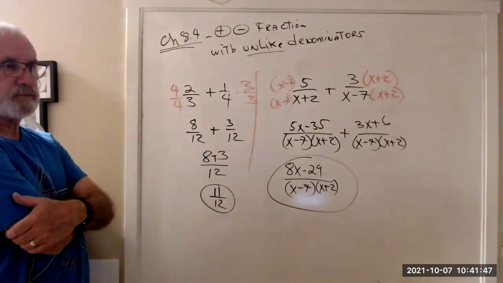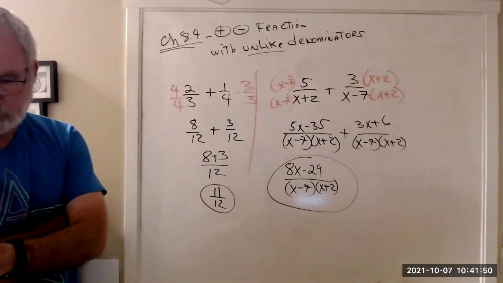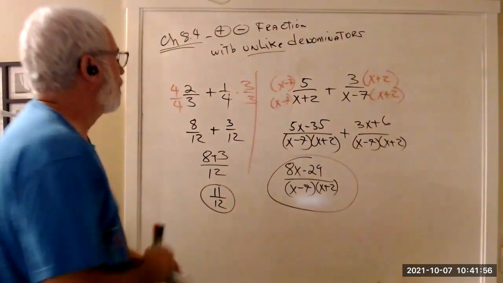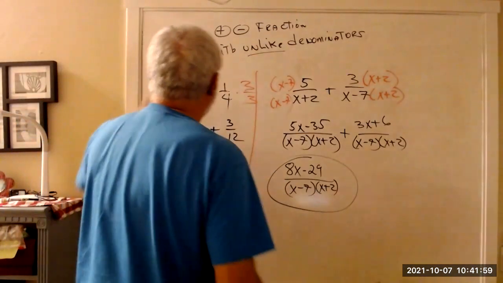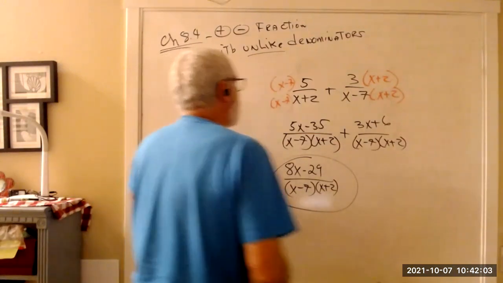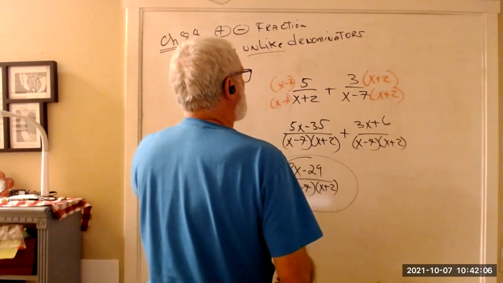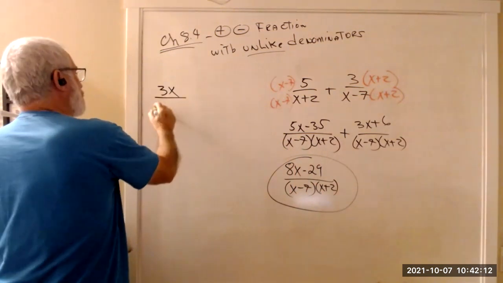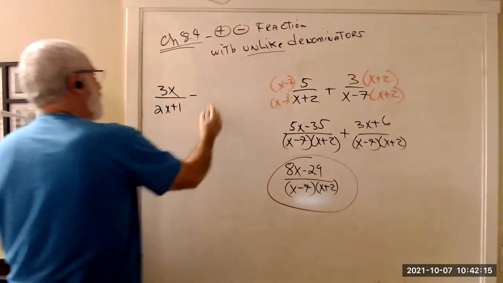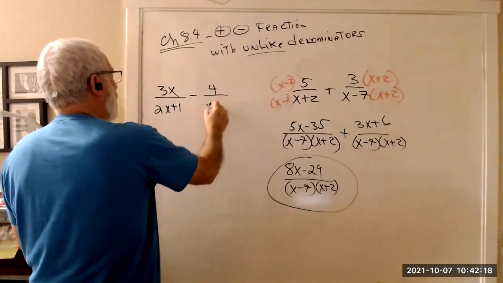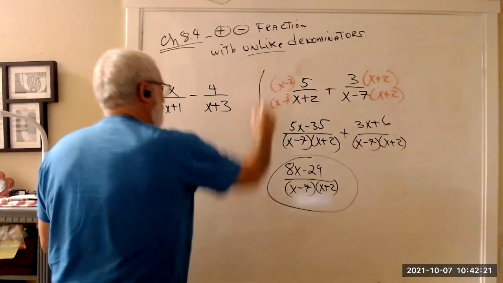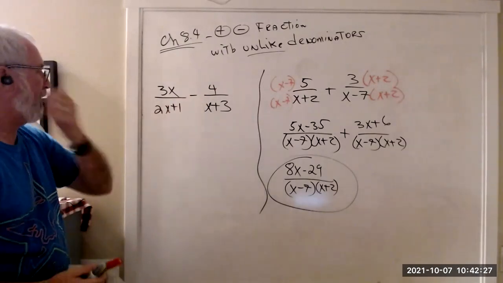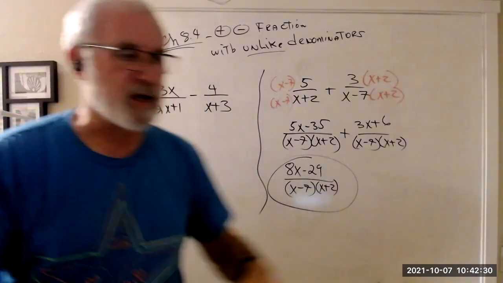Okay, questions? All right. Then let's try you guys doing one of these on your own and see how you do. 3x over 2x plus 1 minus 4 over x plus 3. Try and add those two together.